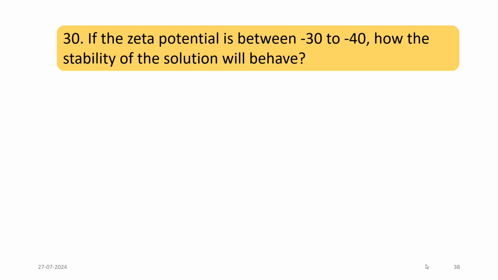We know that when the zeta potential value is high, the particles will be repulsed from each other and they will be stable in the solution. Otherwise, if the zeta potential is very low, they will coagulate and settle down. So, -30 to -40 millivolt range gives moderate stability.